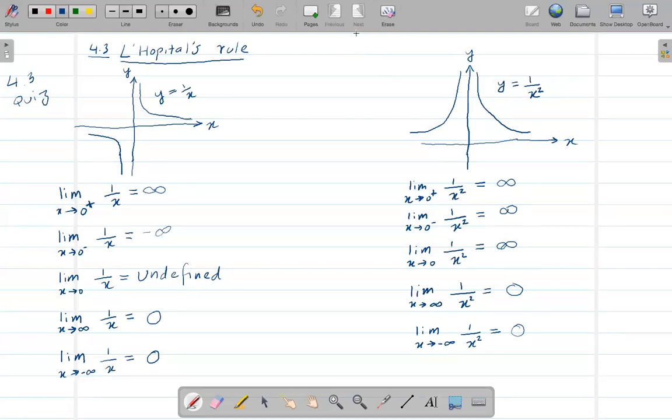Let me introduce one more idea here. Let's say we need to find the limit of something when we have something like this form. So you take the limit of something of this form: x minus c, where c is some number, to the power n, which is also some number.